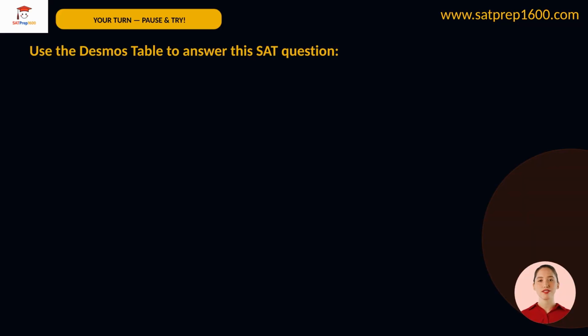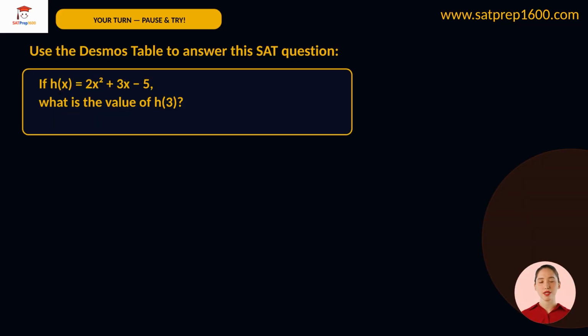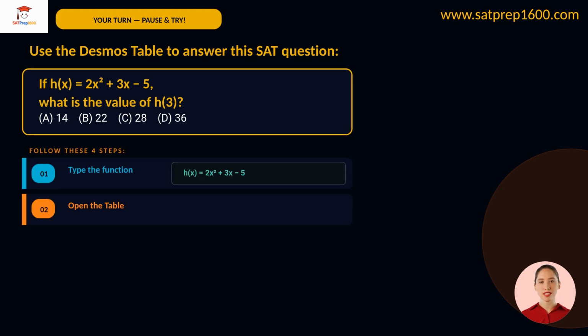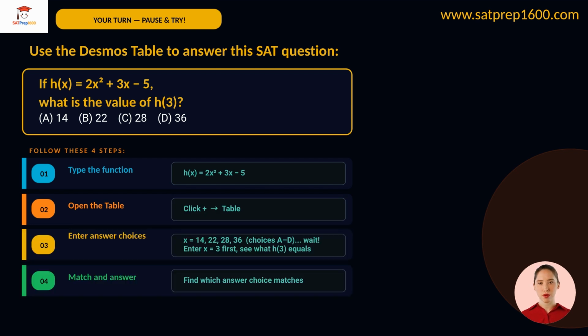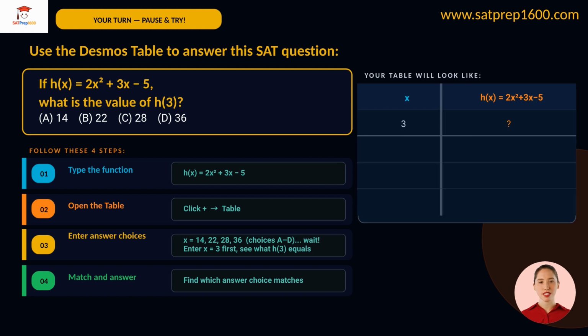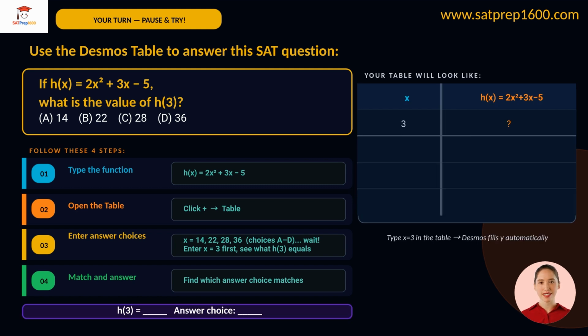Your turn. Pause the video and try this one. h of x equals 2x squared plus 3x minus 5. What's h of 3? Choices 14, 22, 28, 36. Here's your 4-step play. Type the function, open the table, enter x equals 3, read the y value. Pro tip: you don't need to enter all 4 answer choices here because the question gives you the x value. Just plug in 3 and see what Desmos returns. Pause now, do it, comment your answer below, and I'll reveal it on the next slide. Go.